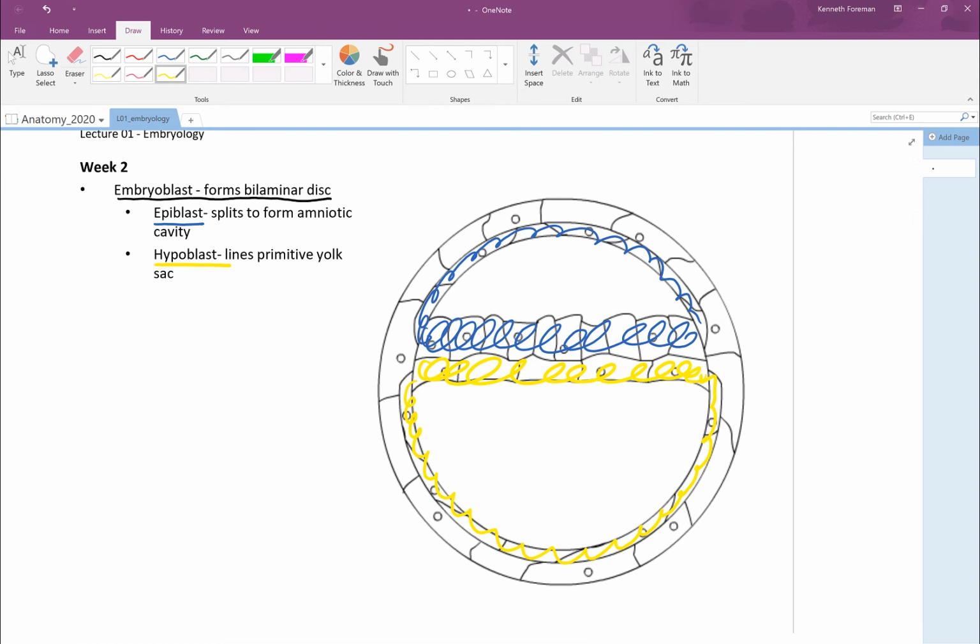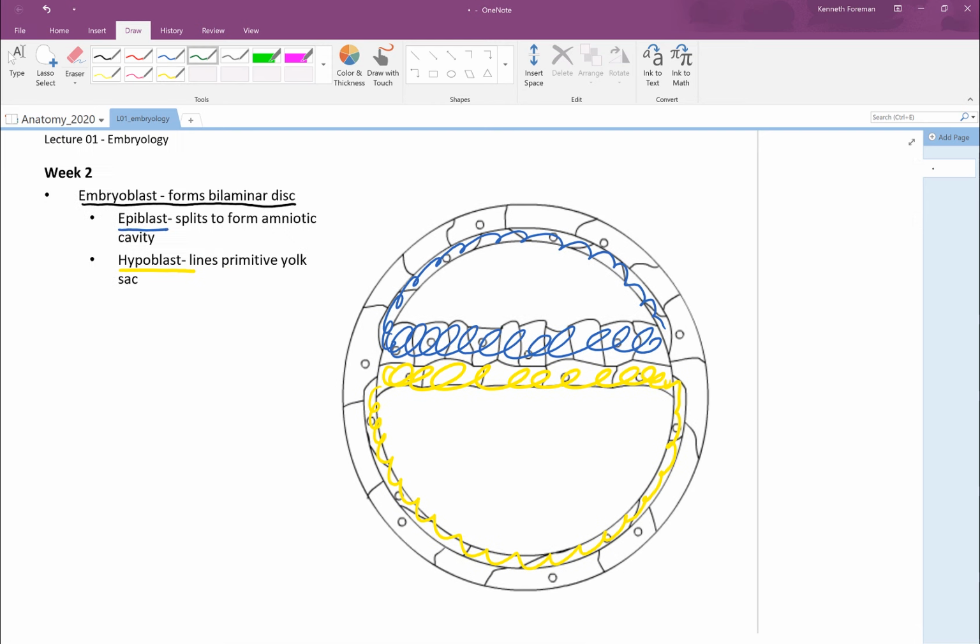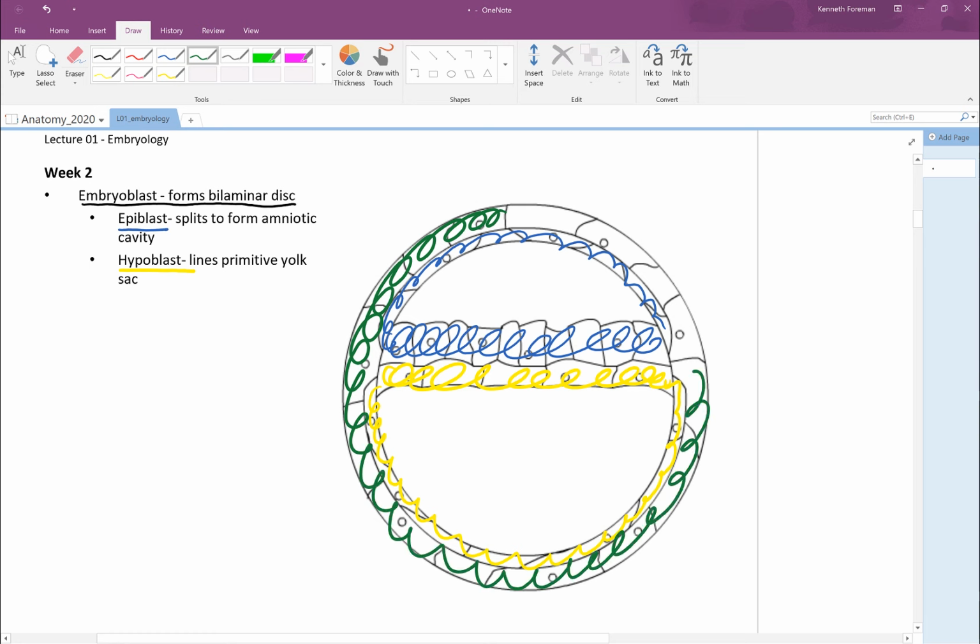Now, around the outside, we still have all of the trophoblasts. So now within this basketball, we have 2 layers of cells on the inside. We have an epiblast and a hypoblast. 2 cell layers, and that's where we form what we call a bilaminar disc, which means 2.